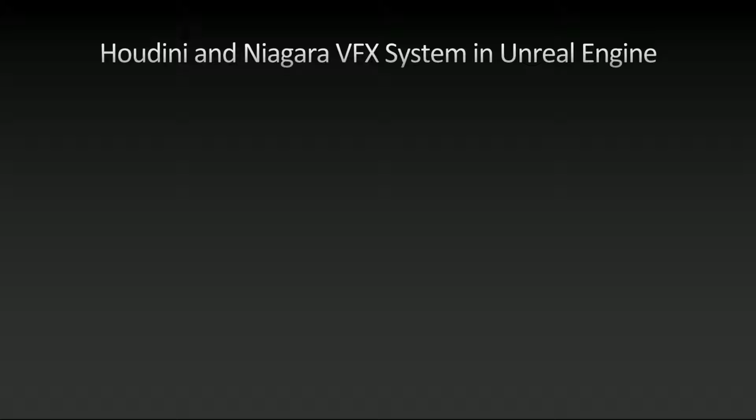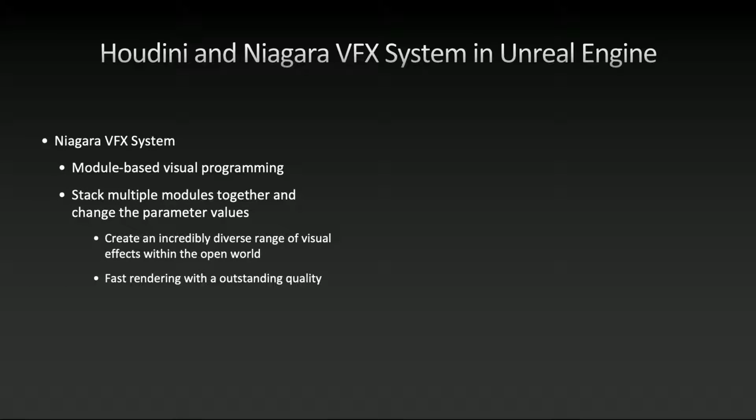I'm going to briefly explain these two software in my own opinion. First, the Niagara system is module-based visual programming. By stacking multiple modules together and tweaking some of the parameter values inside of them, we can create an incredibly diverse range of visual effects within the open world. And of course, Unreal Engine itself has really fast rendering with outstanding quality.